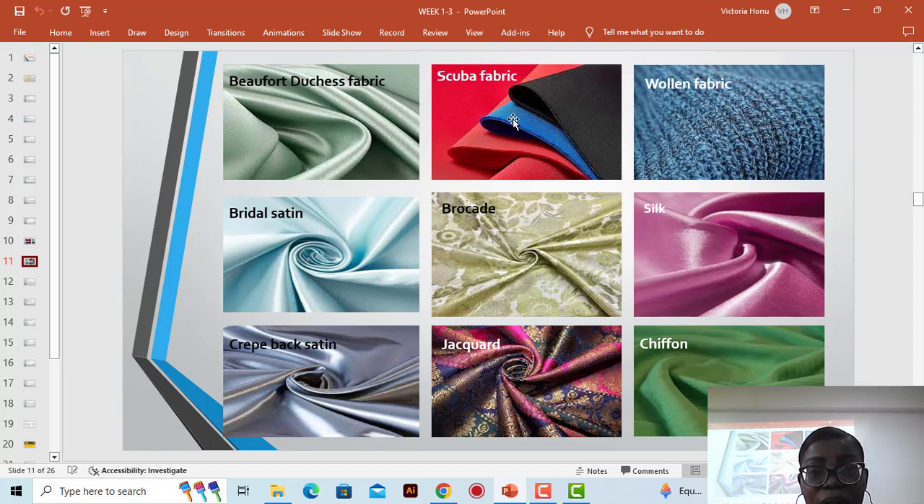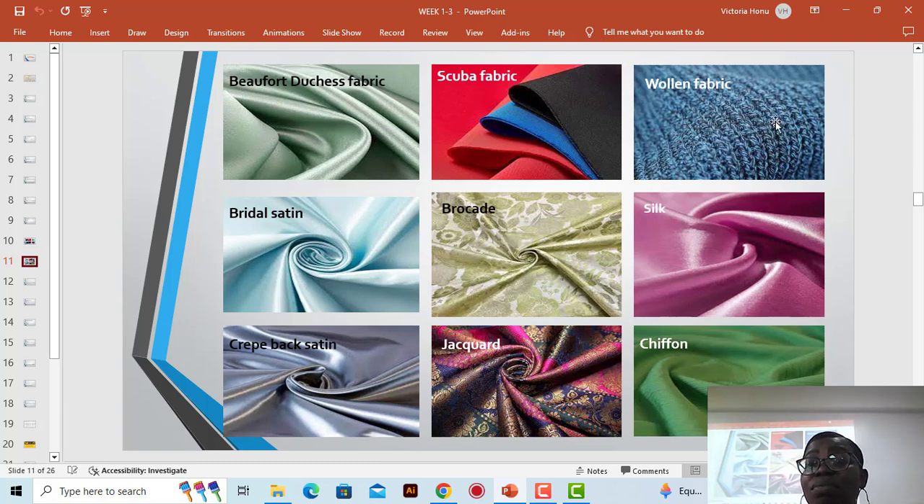So scuba fabric is the next one. We all know scuba. We have the woolen fabrics. There's a large variety of woolen fabrics depending on what you want to sew. And some are breathable. They are more porous than others. Okay, like this one.